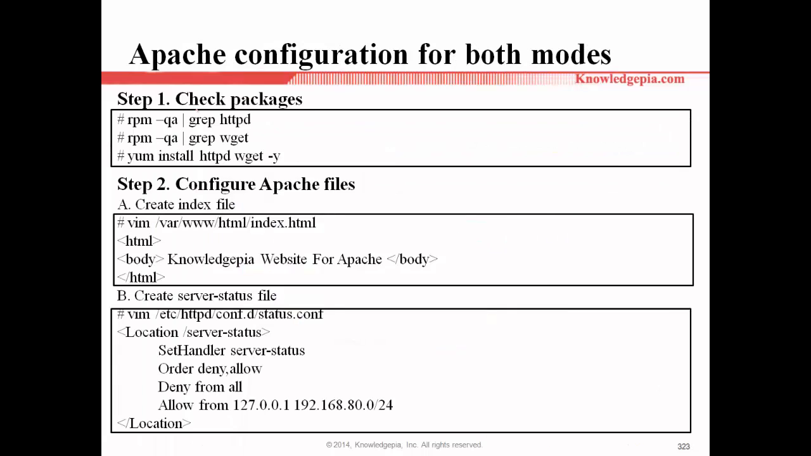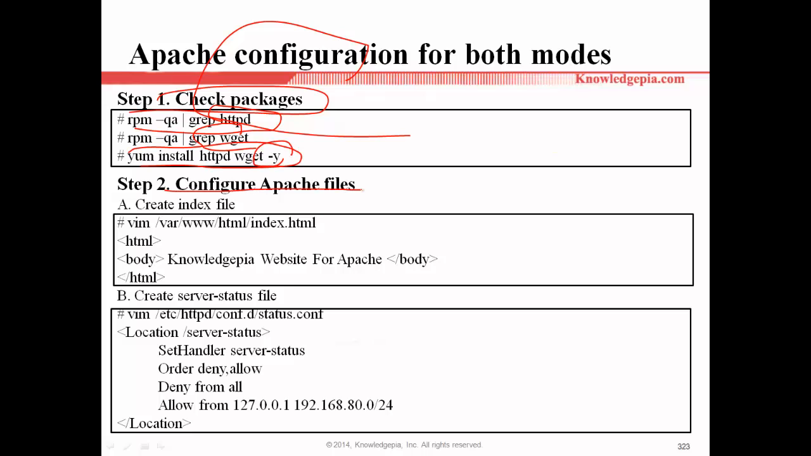First, the Apache configuration, for both active and passive modes. We need to create this Apache configuration. Step 1, check the packages: httpd, and for testing we need wget. If you don't have these packages, please install them using this command: yum install httpd wget, and yes.